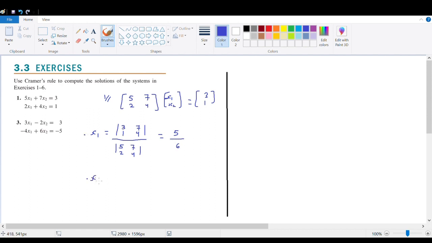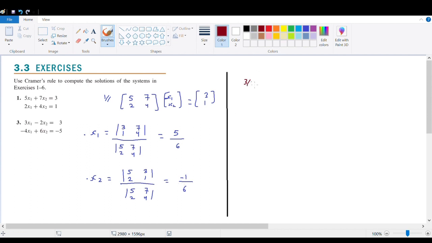Now to find x2, it is the determinant of [5, 3; 7, 1], we need to replace the second column by b, which is 3, 1, divided by the determinant of A, which is [5, 2; 7, 4]. So now the determinant of this one, 5 multiplied by 1, 5, 5 minus 6, which is minus 1, divided by the determinant of this one, which is 6. So x1 is equal to 5 over 6, x2 is equal to minus 1 over 6.